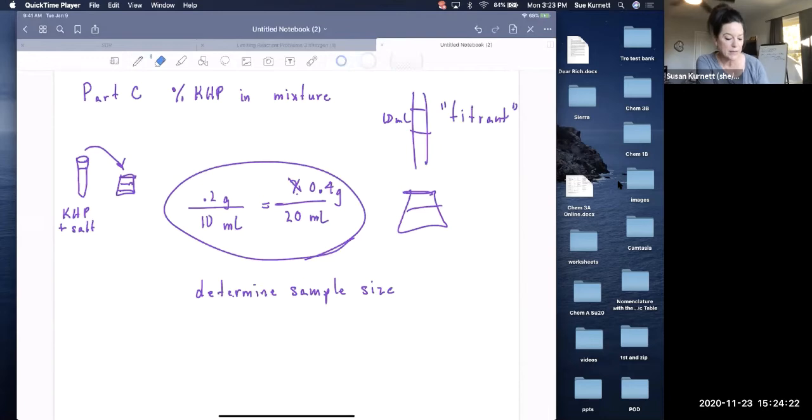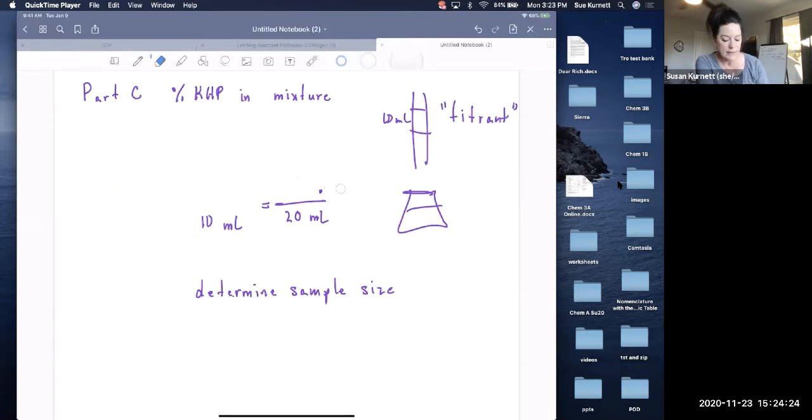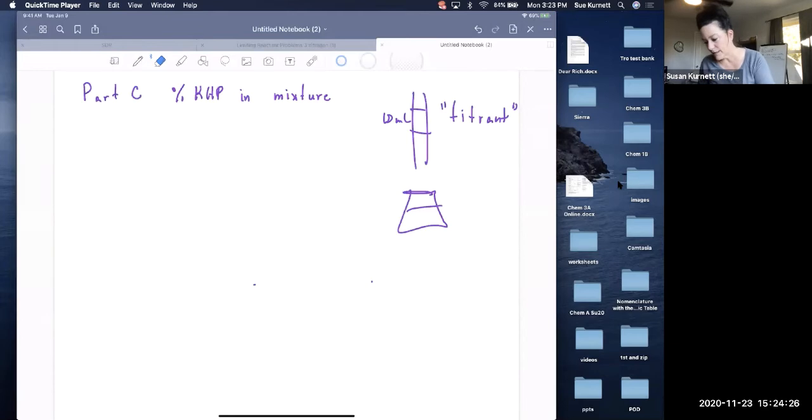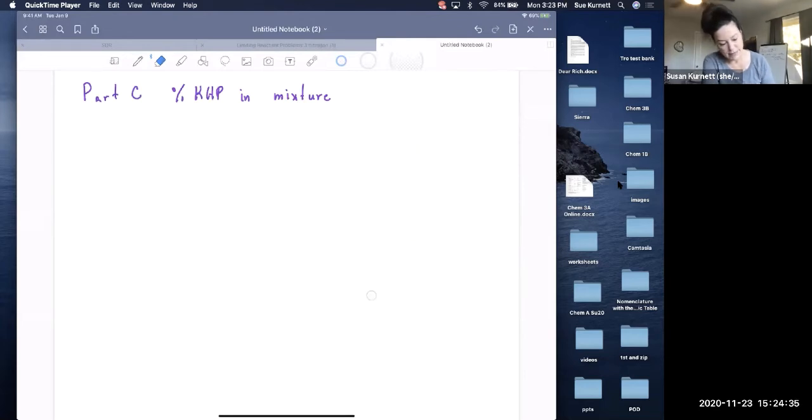Okay. So let's say that you've done that and then you're given some data, and the data is this. Do you see how happy I am that you're here? I am working through your sample calculation for part C, and you're welcome.